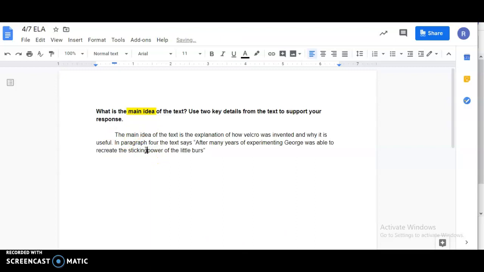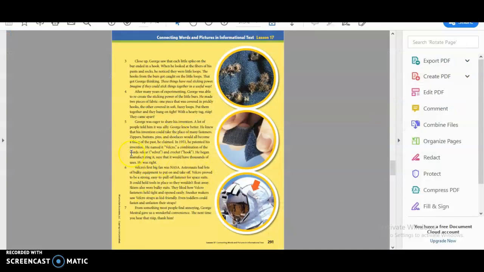Okay, so now I went ahead and typed in my sentence from the text. This piece of evidence right here explains what we learned about in the text, how Velcro was invented, because this sentence talks about the beginning of that process, how he was experimenting and he tried to recreate the sticking. Now I also need to prove that it was about Velcro being useful. I'm going to go back and find evidence about how I knew it was about Velcro being useful.